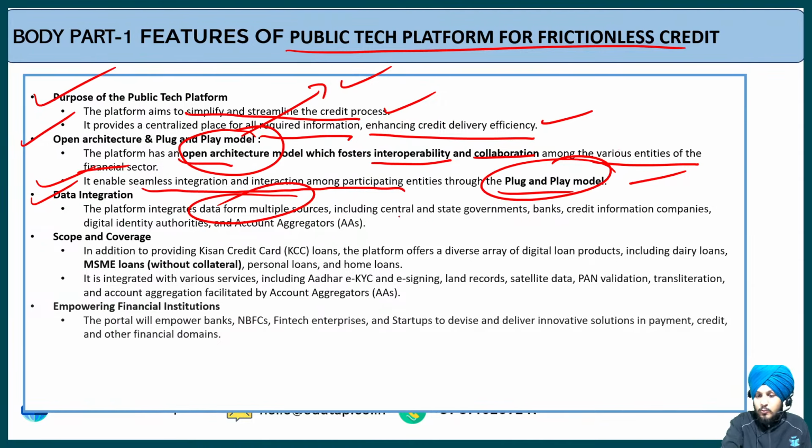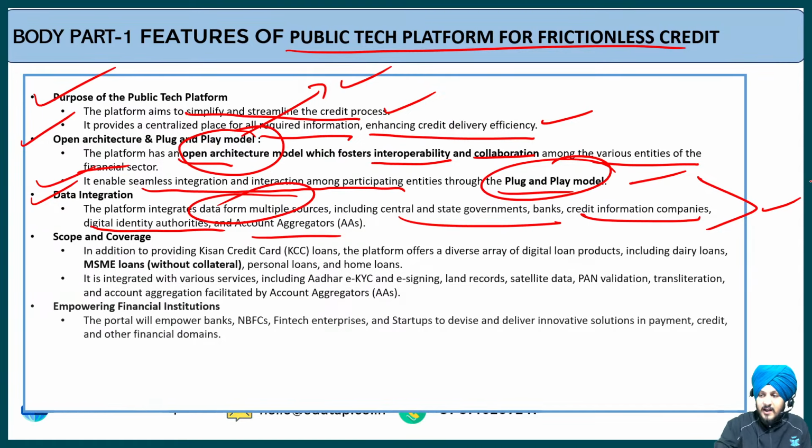It could be related to the central and state government agencies' data, then the credit information companies, then the digital identity authorities and the account aggregators. All these types of agencies can have access to those data and can provide an efficient solution to it. Then the next in the scope and storage.